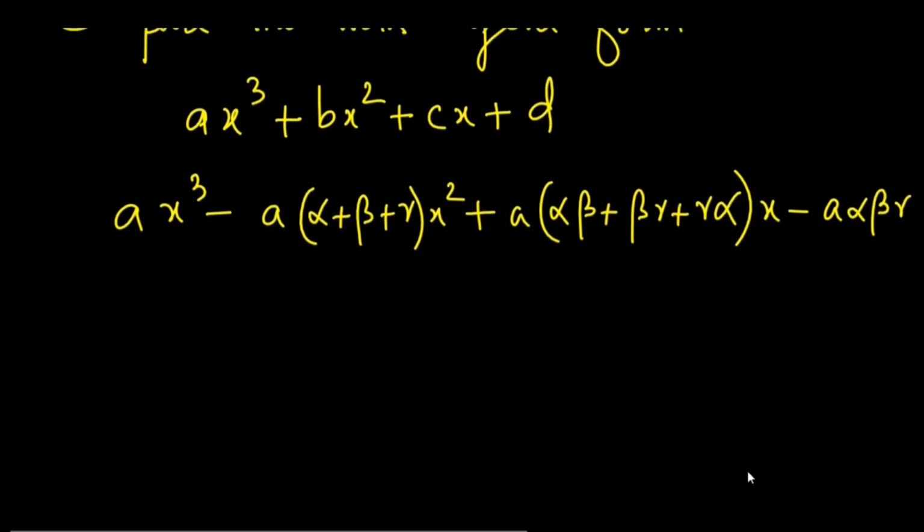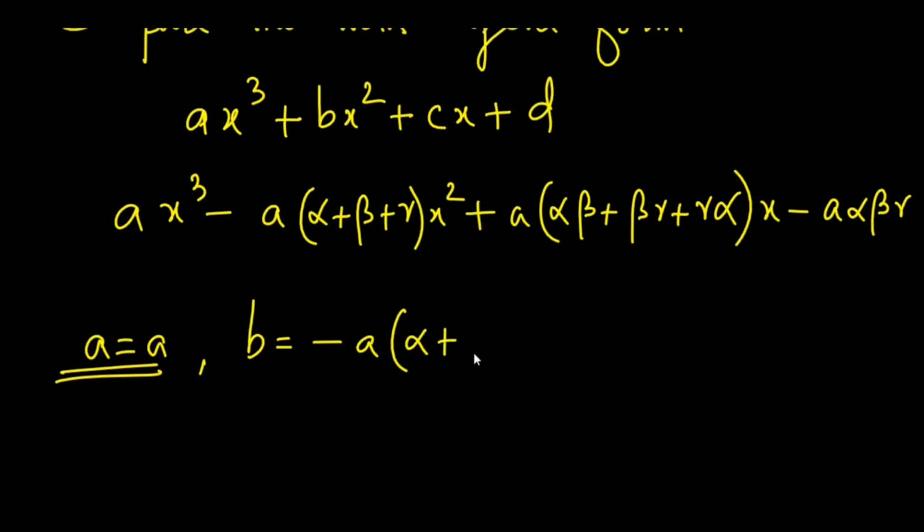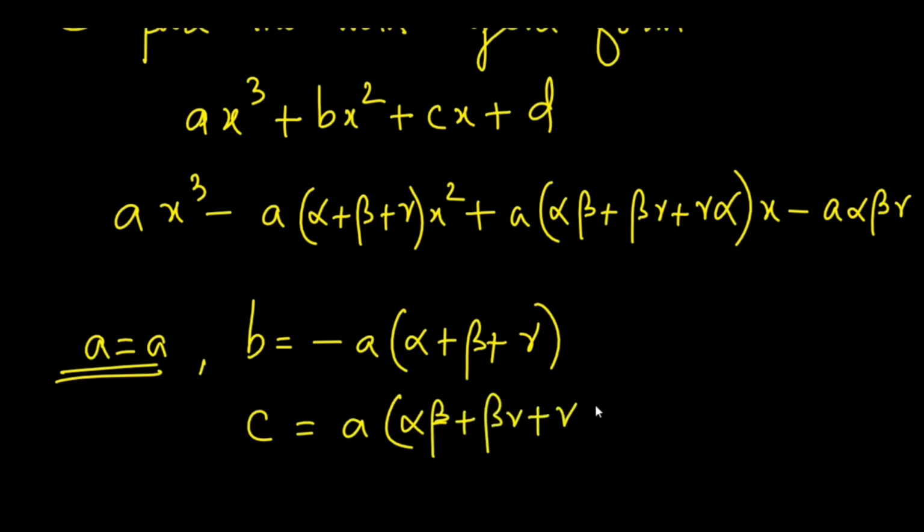Now comparing it with the general form, we get a is equal to a, so this we need not consider. Here b is equal to minus a into (alpha plus beta plus gamma). c is equal to a into (alpha beta plus beta gamma plus gamma alpha). d is equal to minus a alpha beta gamma.